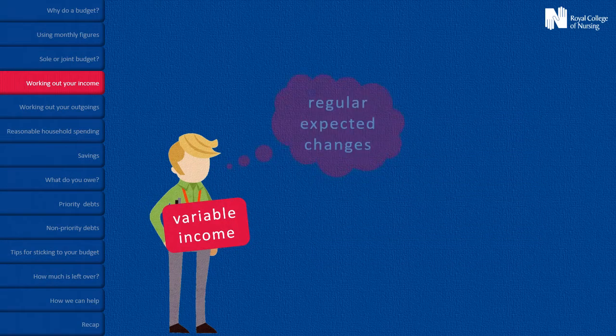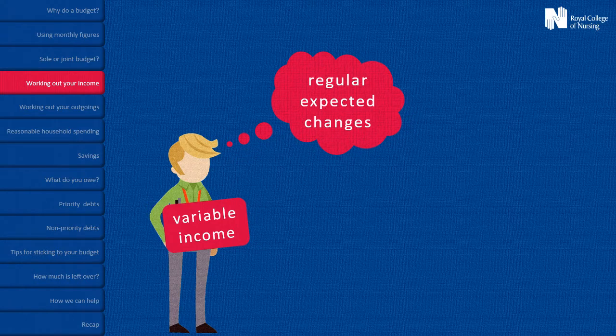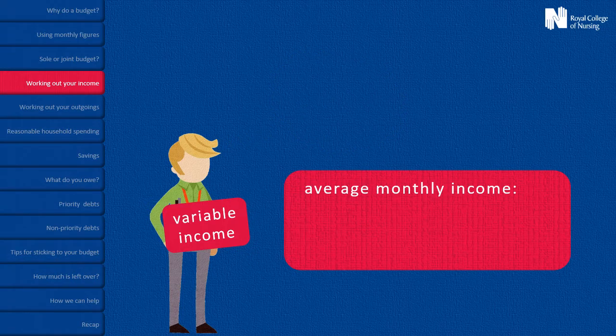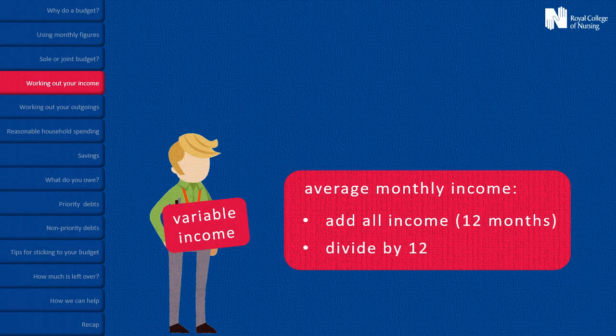If you have regular expected changes to your income, i.e. you know when and how much you will get paid, you can work out your average monthly income over the last 12 months. To do this, firstly, add up all of the income you have received over the last 12 months. Then, divide the total by 12. This is your average monthly income.